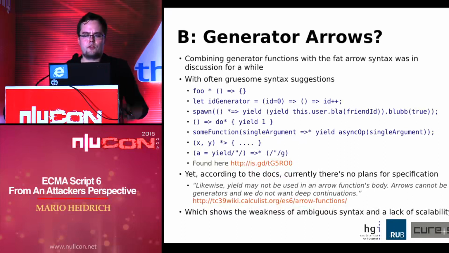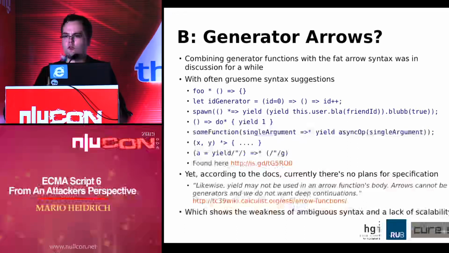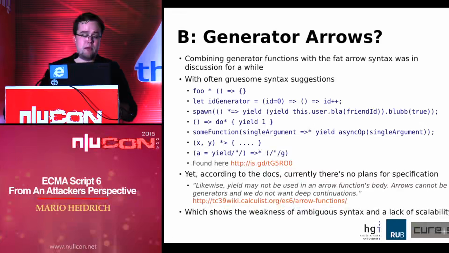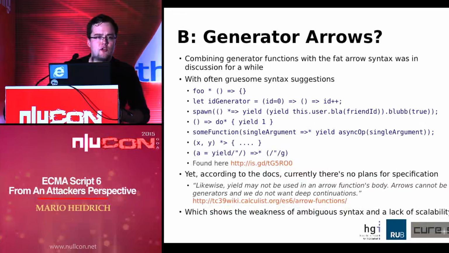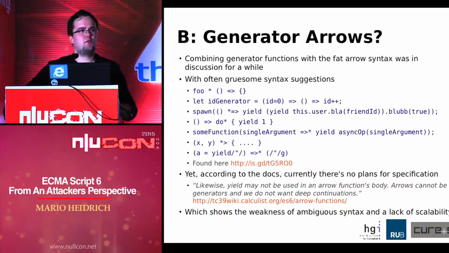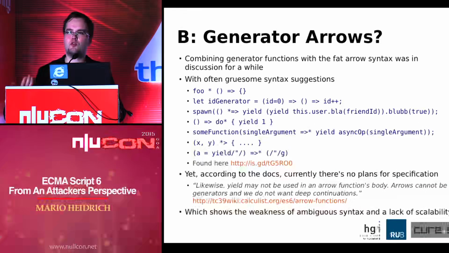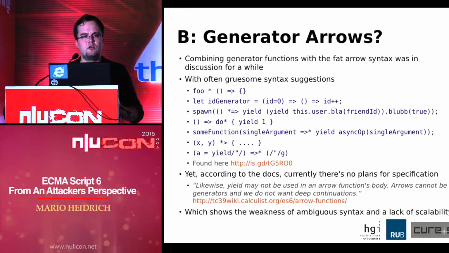There was consideration to also implement generator arrows, basically meaning they want to combine the feature of generators with the fat arrows. People said, yeah, that would be cool to have fat arrow generators, so useful, we could save so many characters. But then they realized that they can't do it, because there are too many possibilities to collide with existing code or with existing syntax constructs.